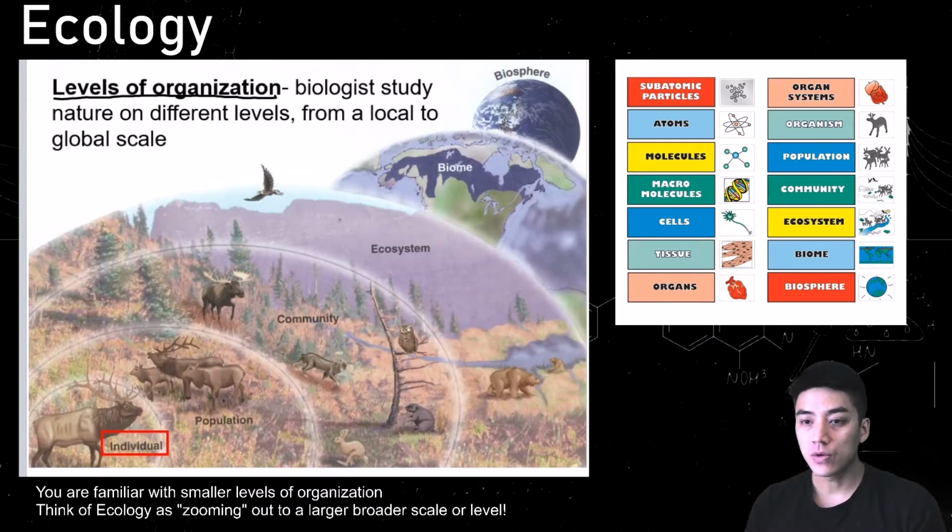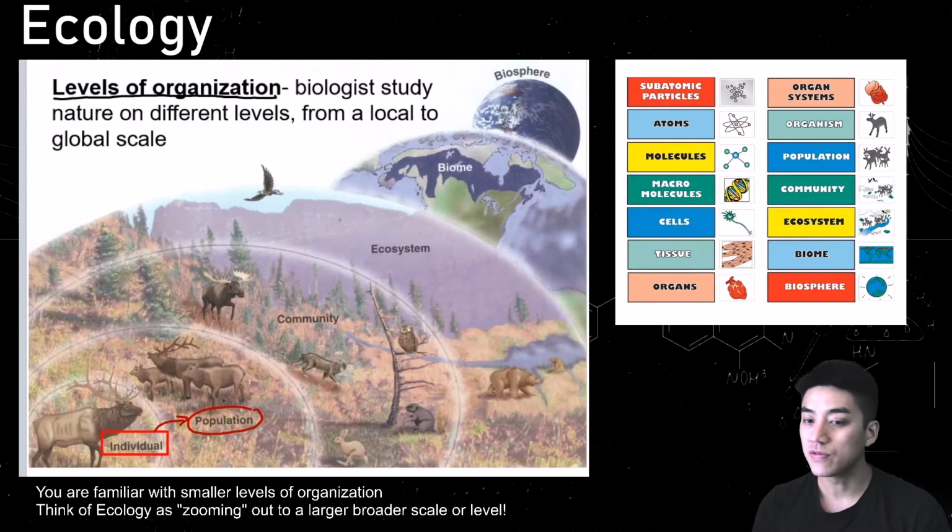You're already familiar with smaller levels, like going from atoms to molecules, molecules to cells, cells making up tissues, tissues making up organs, organs working all together to make organ systems, and once you have organ systems coordinating, you have an organism. So that's really where ecology starts. It starts at the level of the organism or the individual. So taking this example here in this picture, we're starting with this moose or this deer, whatever you want to call it, and if you have a bunch of individuals, then that makes up a population of deer.